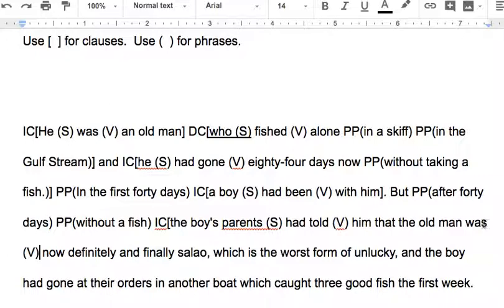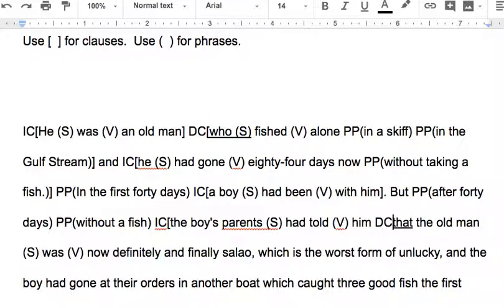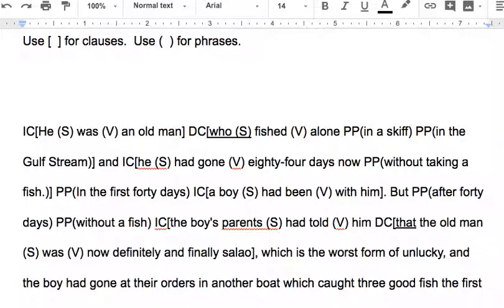And to the left of the verb, the old man is a subject. And before that, we have our subordinator. So let's underline the subordinator and mark that as our DC and put brackets around it. That the old man was now definitely and finally salao. These are just adverbs, so we'll just put that in part of the DC.